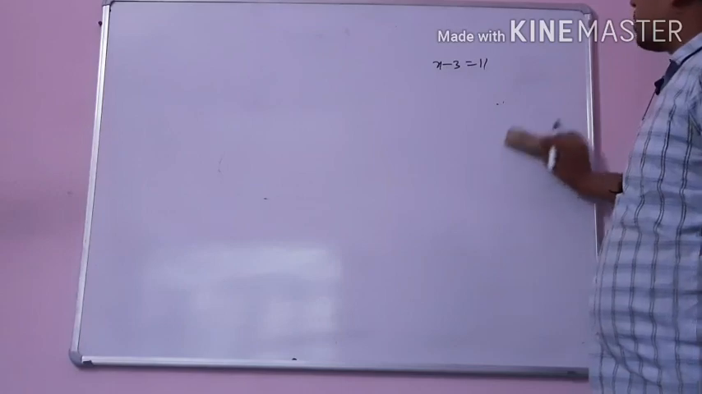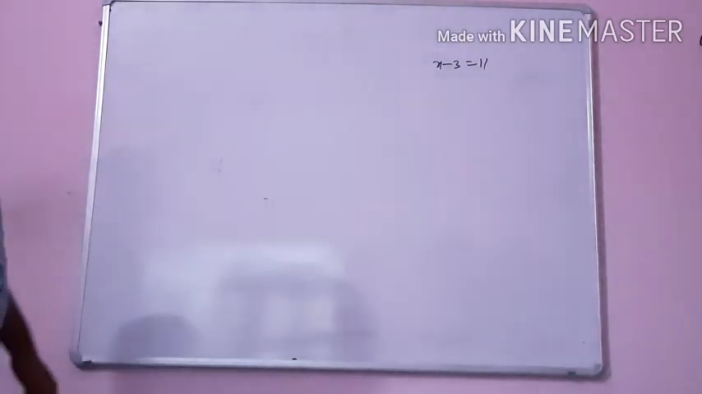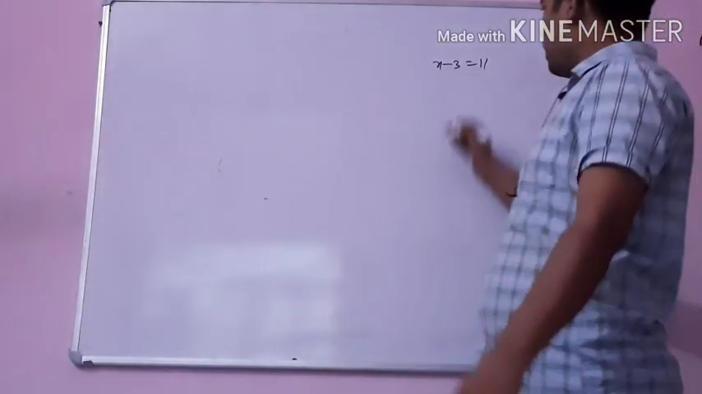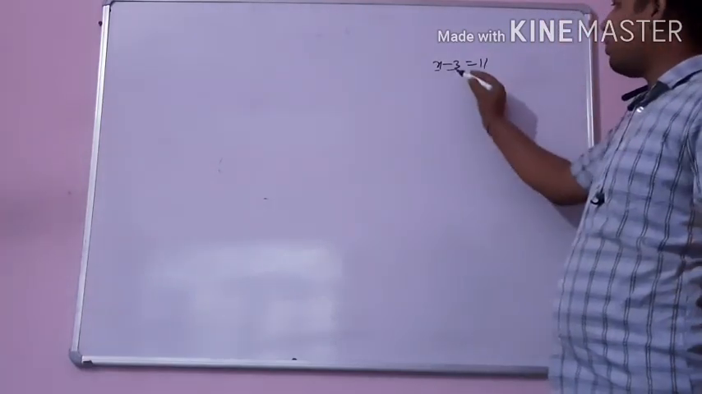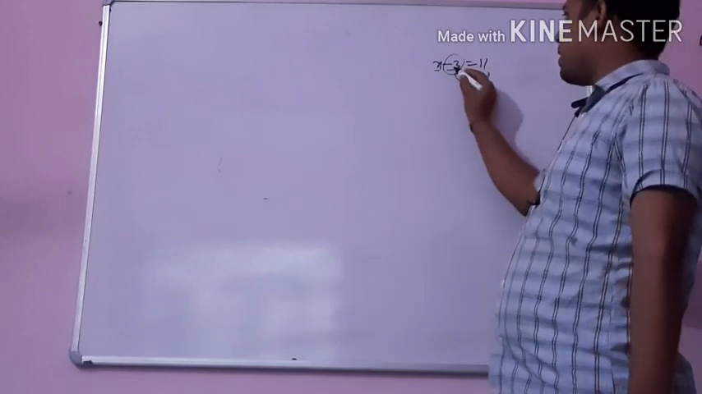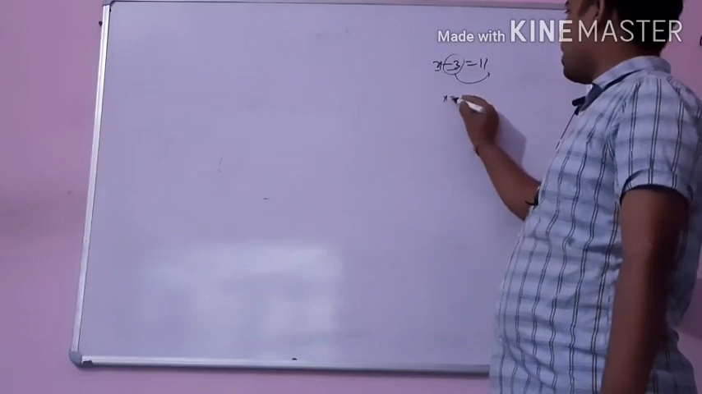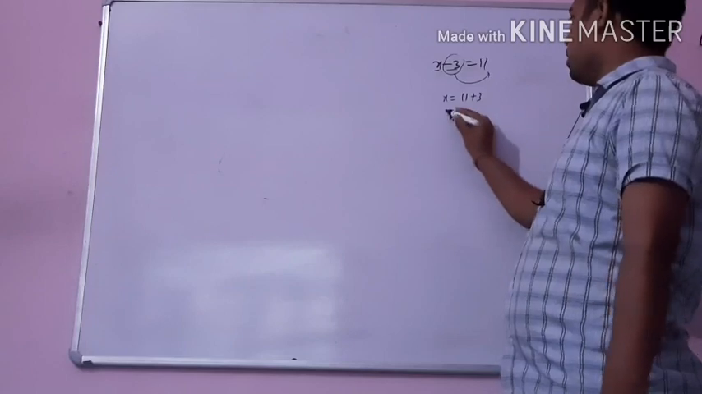You must remember this. Now see, x minus 3 equals 11. For solving an equation, keep the variable on one side and the constants on the other side. Here x is the variable and minus 3 is the constant. So we will take this term to the other side. Minus 3 becomes plus, so x equals 11 plus 3. X equals 14.